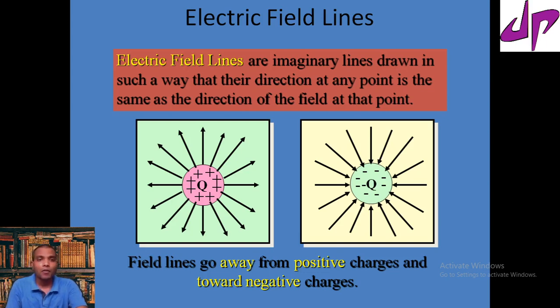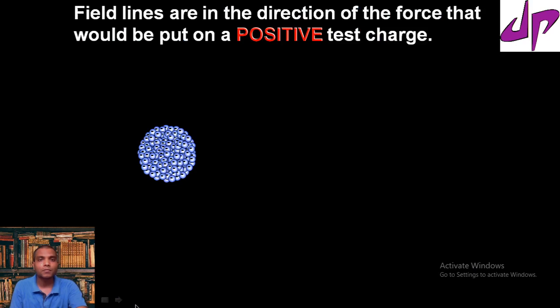Finally, electric field lines go away from positive charges and towards negative charges. So this is the convention we follow to represent the electric field lines. Let us visualize this much better. Suppose I have a bunch of negative charges.